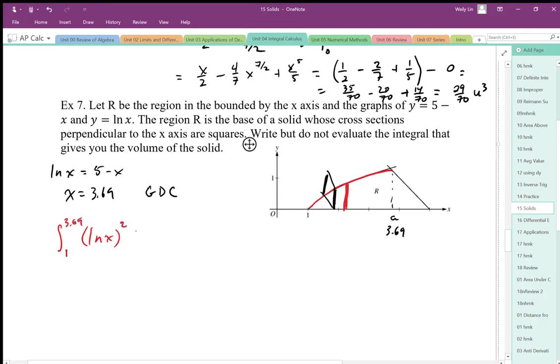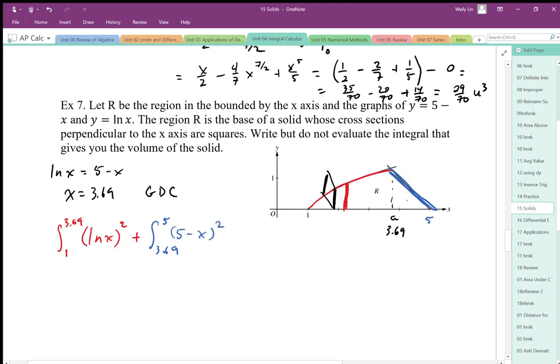So squared, plus we want the integral, and I'll do this in blue, the integral from 3.69, which is where it's going to cross the x-axis at 5. So 3.69 to 5, and we want to square that height, that linear function squared. So that's going to be the squares generated from there.